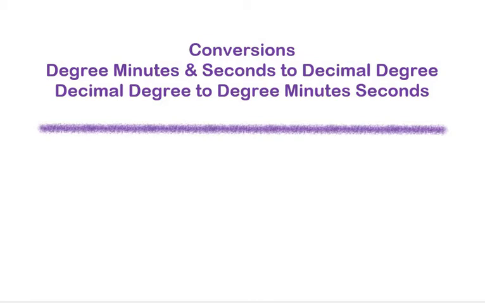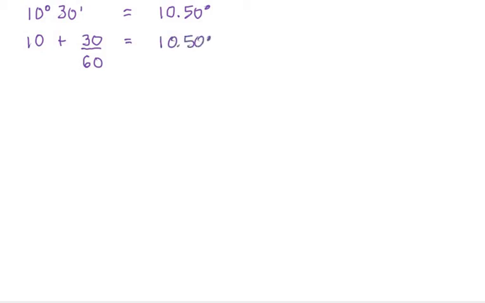So the first one we'll deal with is degrees, minutes, and seconds to decimal degrees. So let's take a simple example and we'll see how this works. We take 10 degrees and 30 minutes. We know that 30 minutes is half of a degree. And so that would equal decimal 10.50 degrees. Right, so the math behind that is like this. 10 degrees, plus our minutes over 60. So that would equal 10.50 degrees.